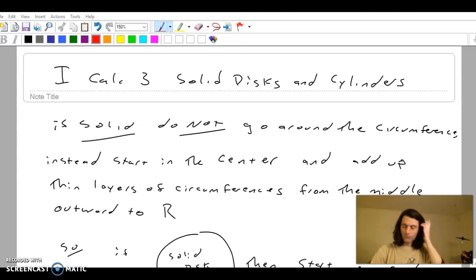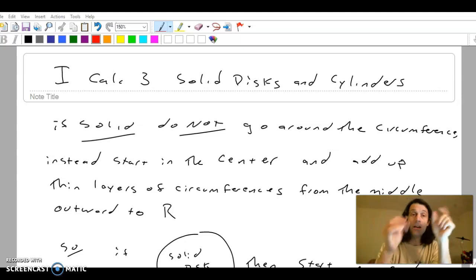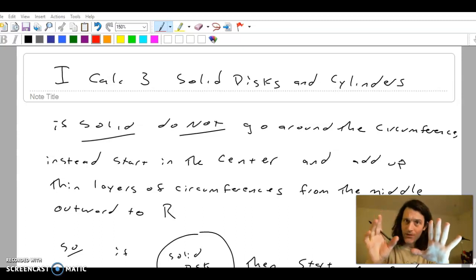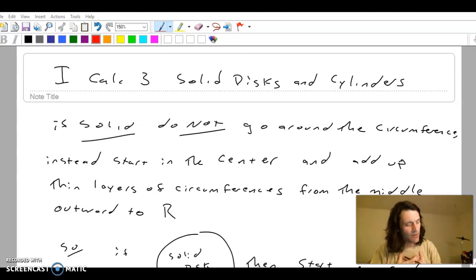Now the thing to remember, if it's solid, we're going to change our strategy from when it was hollow. When it was hollow, we went around the circumference. We're not going to do that when it's solid. What we're going to do is start at the center, and work our way outward from the center, adding up progressively larger and larger circumferences until we can recreate the whole thing.